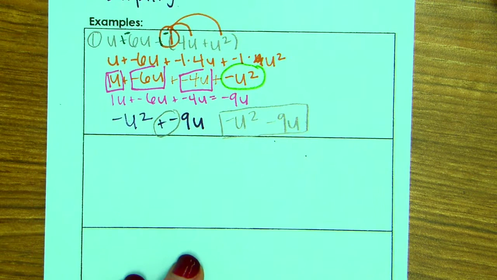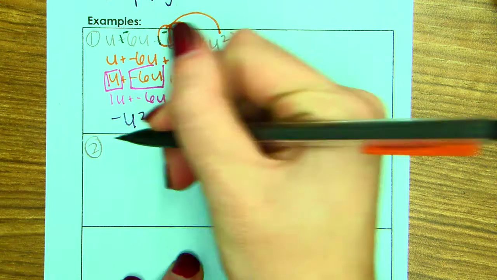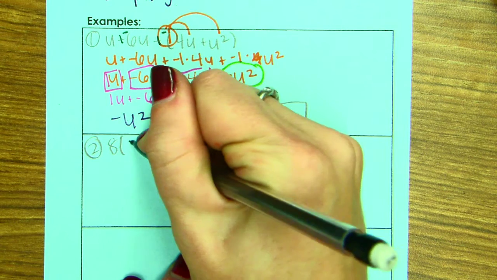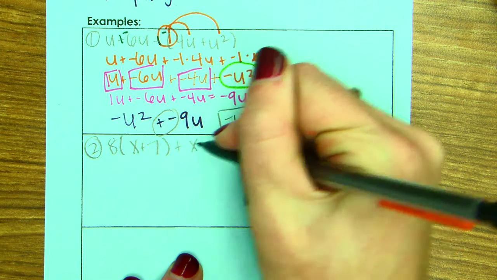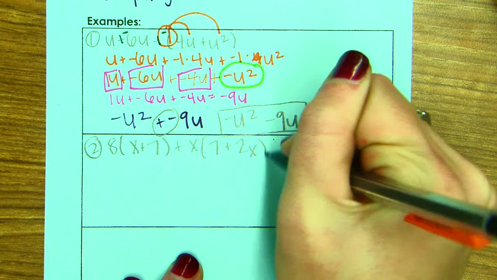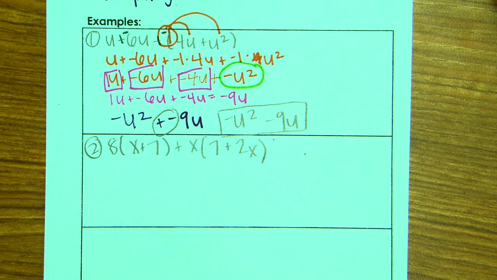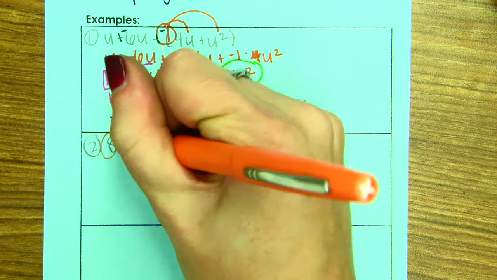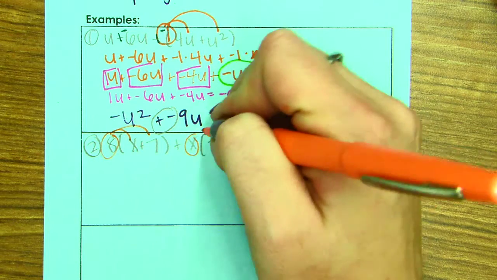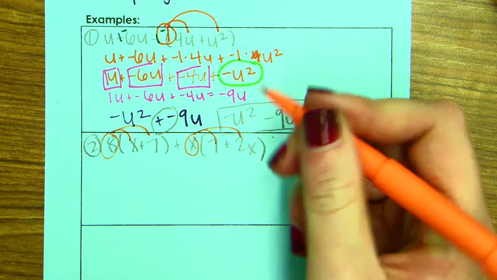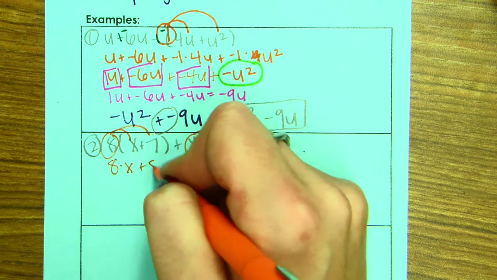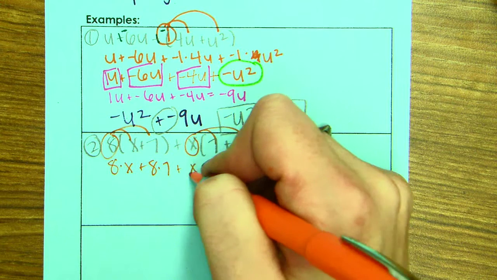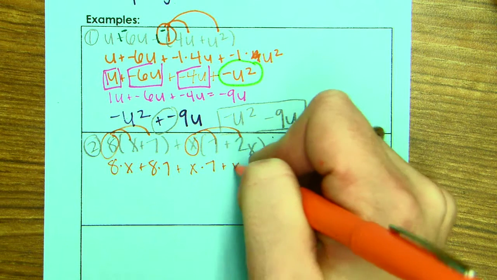For example 2, we're going to do 8 times x plus 7 plus x times 7 plus 2x. And first would be to change the sign in the one behind, but I can't do that because I don't have any subtraction. So I can just go on to the distributive property. And when I distribute, I'm going to distribute this 8 to the x and the 7. I'm going to distribute this x to the 7 and the 2x. So I have 8 times x plus 8 times 7 plus x times 7 plus x times 2x.